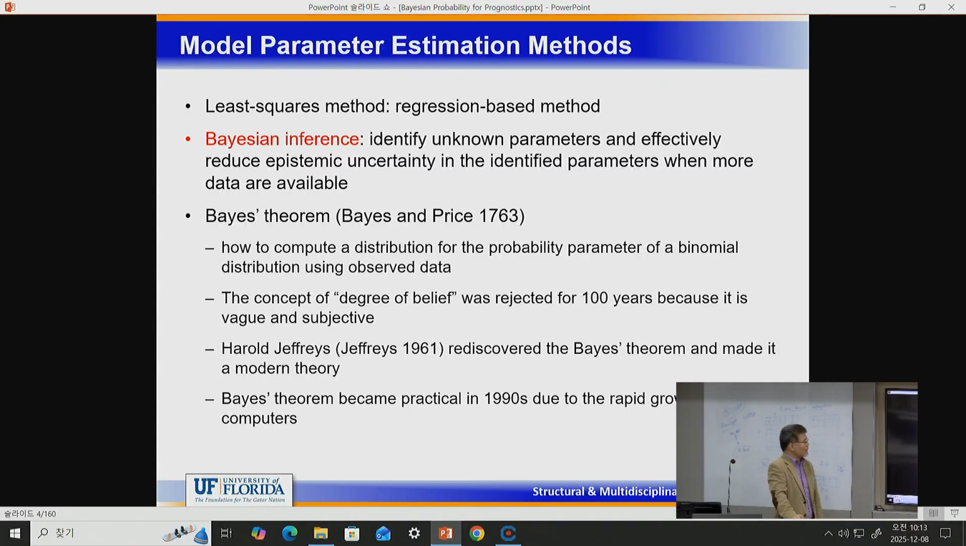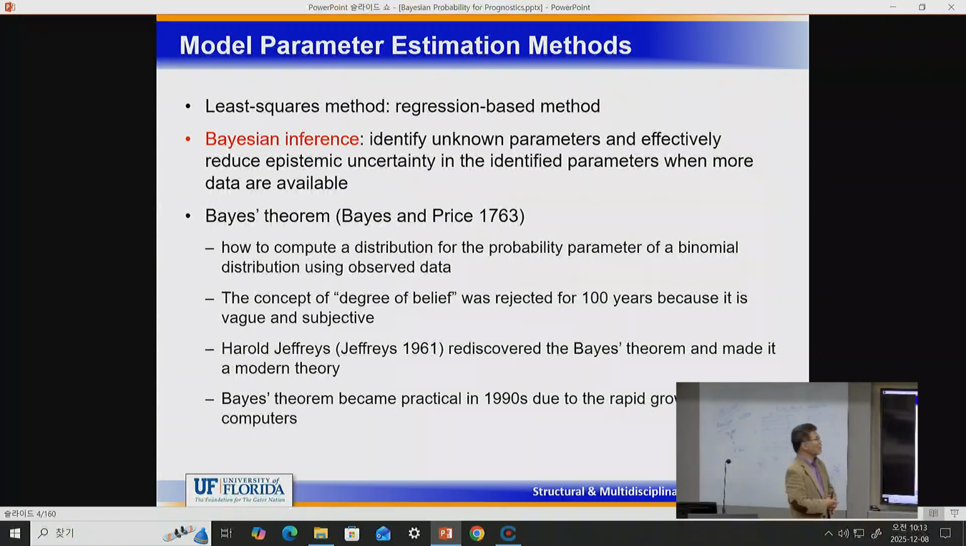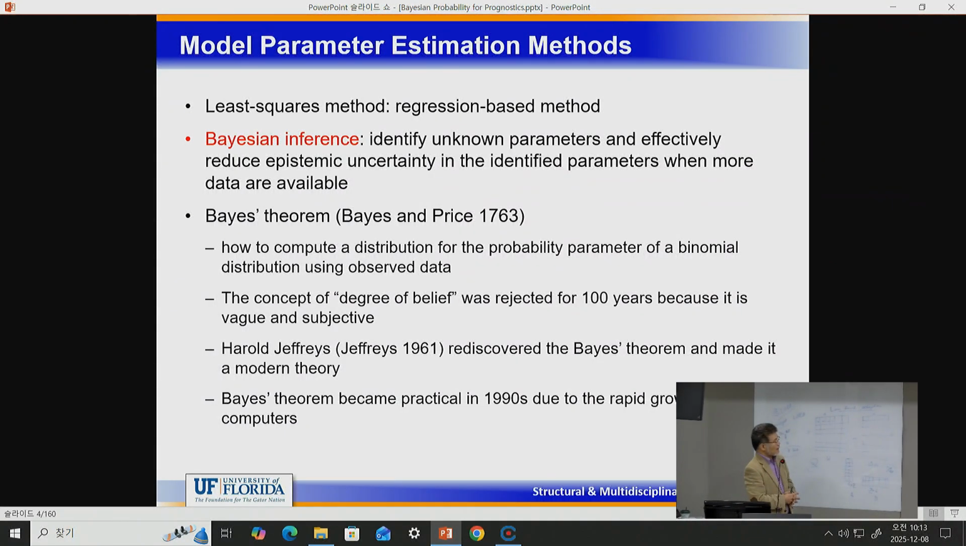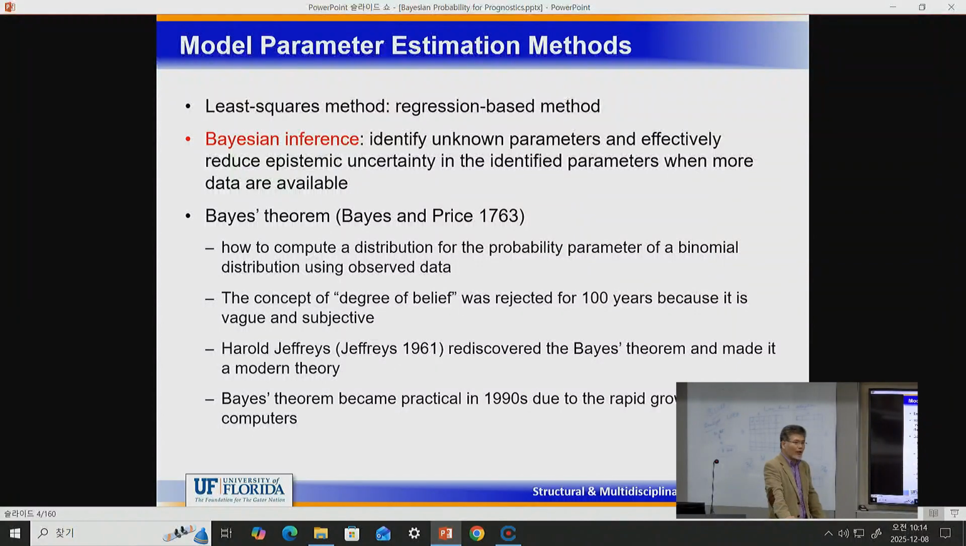Bayesian inference is identifying the unknown model parameters and efficiently reducing the epistemic uncertainty. There are buzzwords here. We need to understand what epistemic uncertainty means, and there are different kinds of uncertainty. The concept of probabilistic parameter estimation starts from Bayes' theorem, by Bayes in 1763. So we're talking about 250-year-old ideas, right? How did that idea from 250 years ago now become very popular?